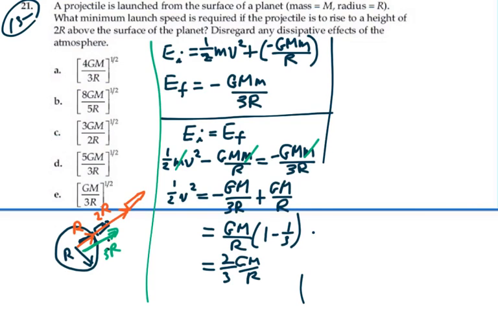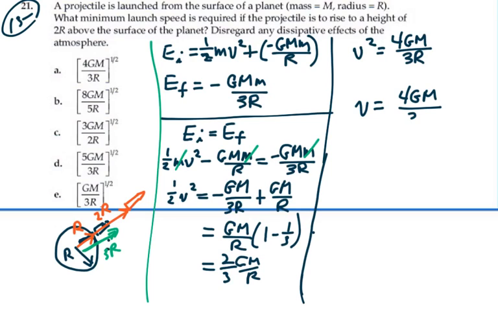Sounds good. Multiply both sides by 2, so we have the velocity squared is equal to 4GM over 3r. Hence our launch velocity will be the square root of all that. So our velocity will be equal to the square root of 4GM over 3r. That is our answer. That's the launch speed we need in order to get to that height. Not a stable orbit, but just a height above the planet of 2r. So our answer is A.